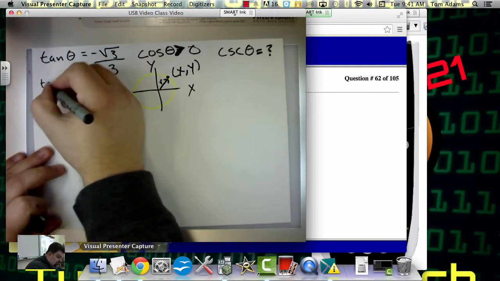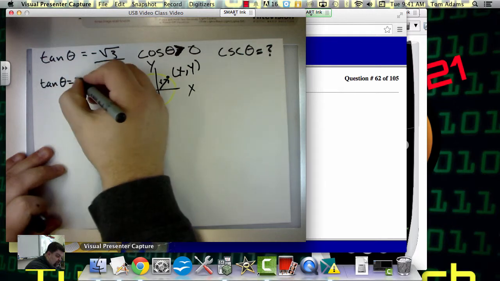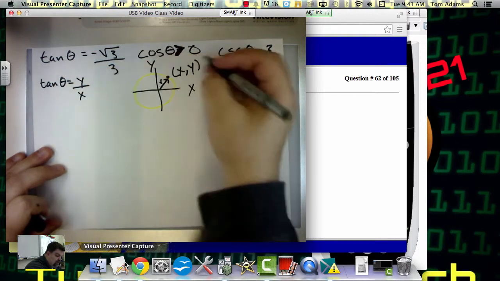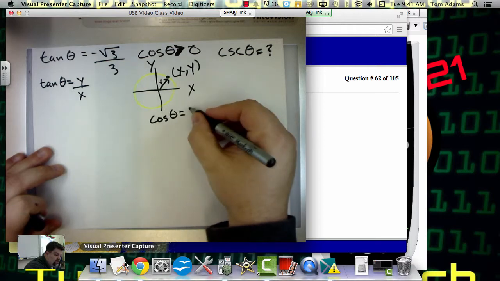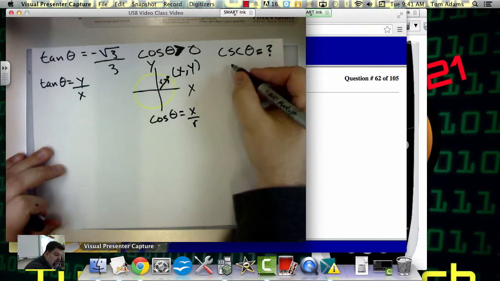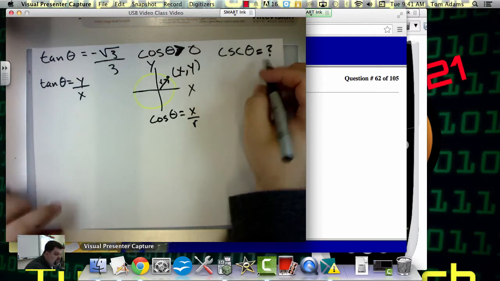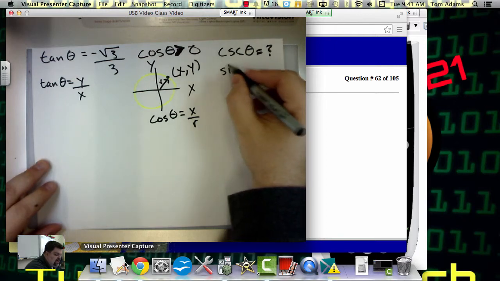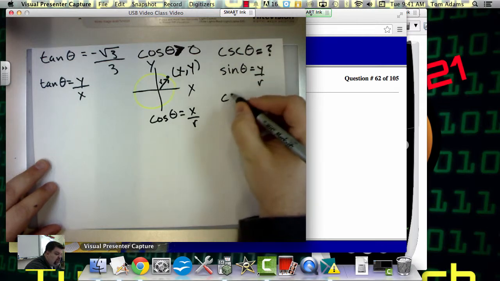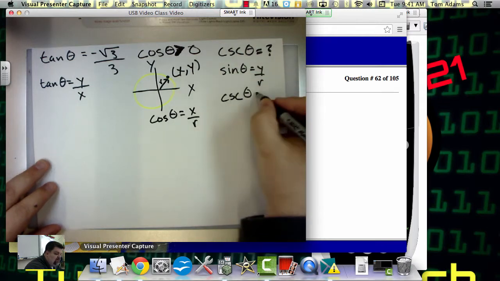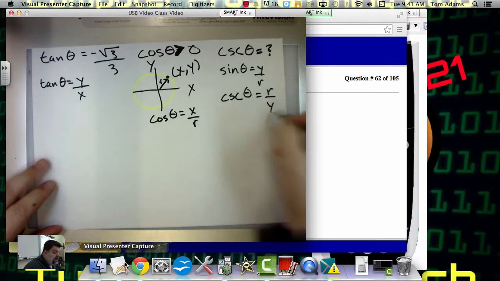So tangent of theta is equal to y over x. Cosine of theta is equal to x over r. Now cosecant is the reciprocal of sine. So sine of theta is y over r, which would mean that cosecant of theta would be r over y.